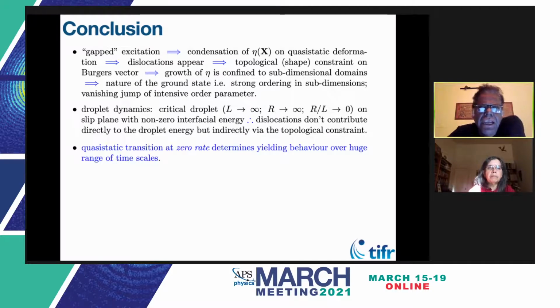Now, if you have a large density of slip planes, then you can actually imagine critical droplets which have stress 0 inside, and they are described by a non-zero interfacial energy. So dislocations don't directly contribute to the droplet energy. I mean, they do, but at a subleading order. But they contribute indirectly because without dislocations, you would not have a stress-free droplet to begin with. Okay, so the quasistatic transition at 0 strain rate determines yielding behavior over a large range of timescales.